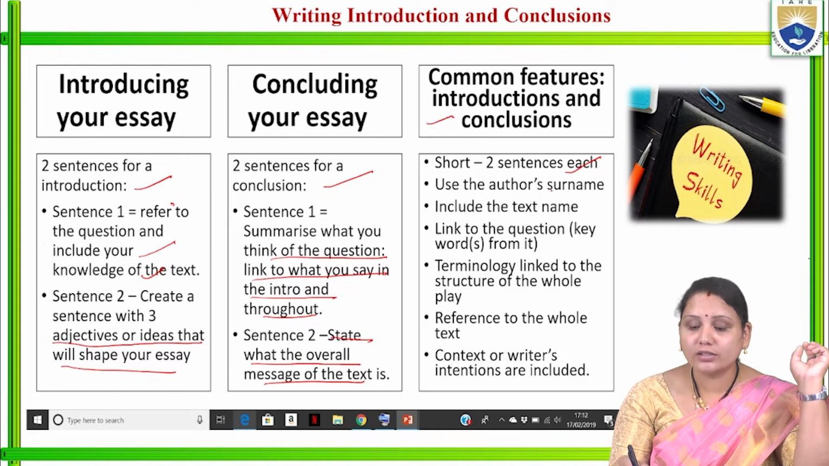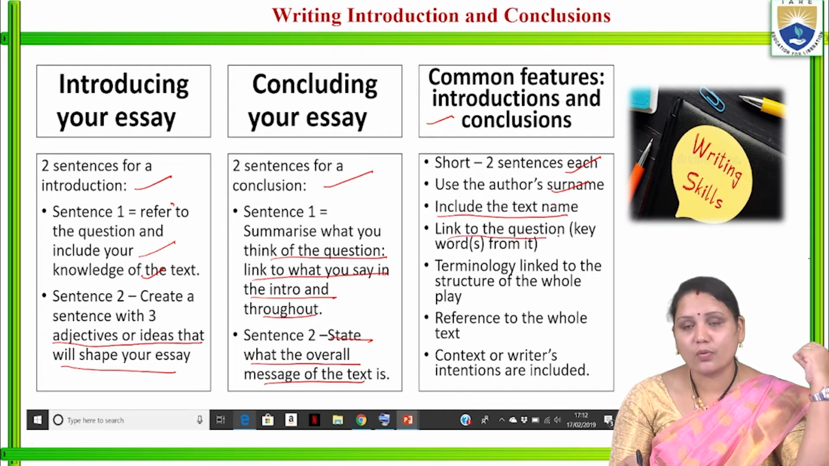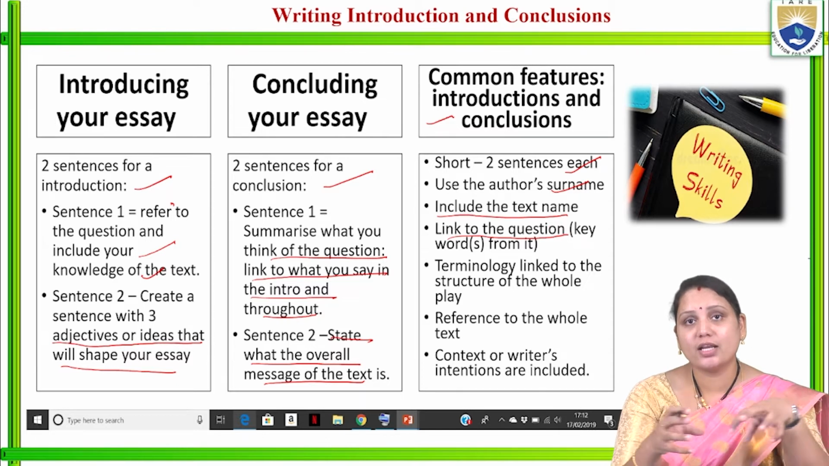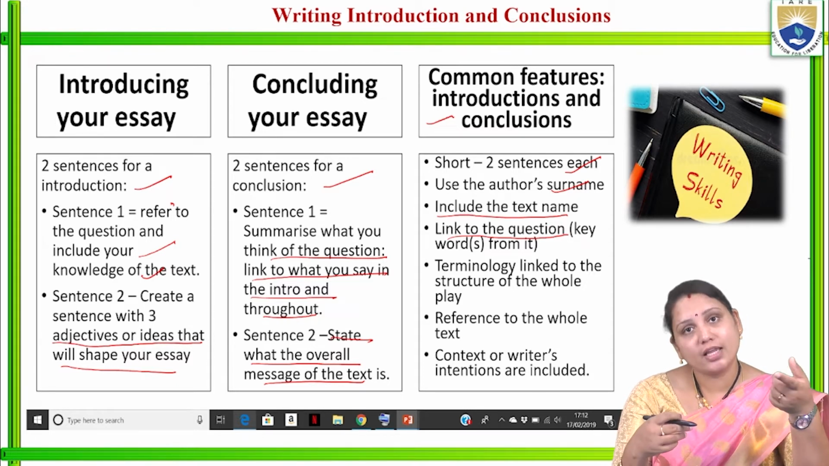Next, use the author's surname. Don't use the full name. You can use the author surname. Then, include the text name. Next, link to the questions. That is keywords. Link. Always see that there is a relation, interconnection dependent with each other.